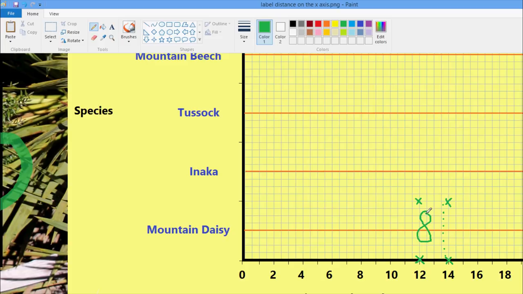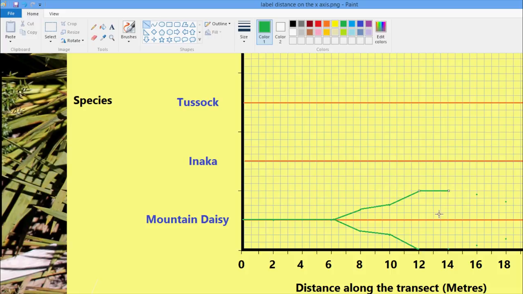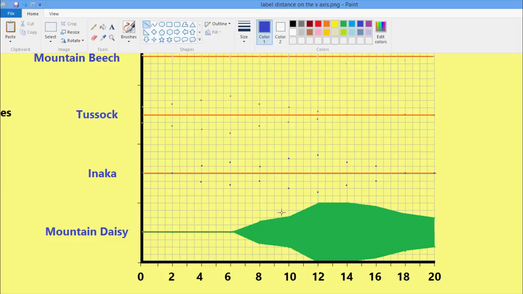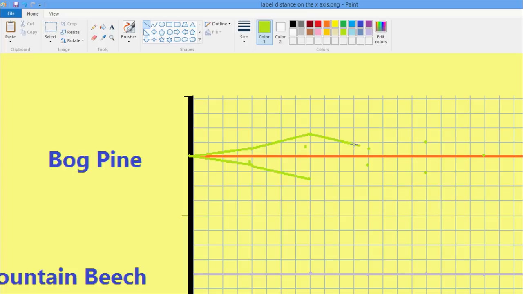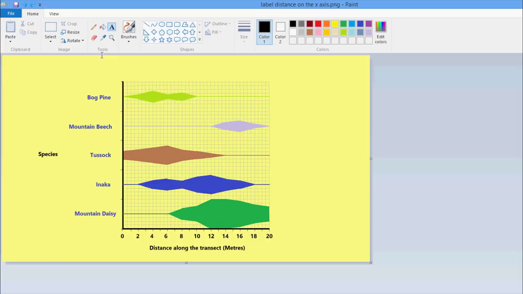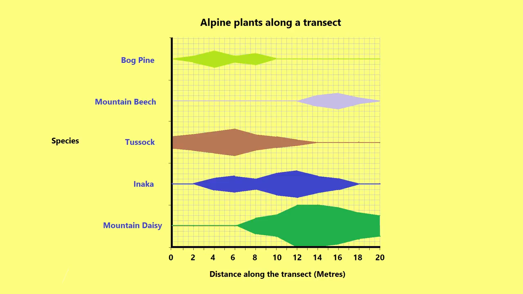When you have plotted up the points for this row, draw lines that join up the points. This will give your graph a kite appearance. Colour in between the kite lines. Now repeat these steps for the other species in the diagram. Give your graph an appropriate title. Here is our completed kite graph.